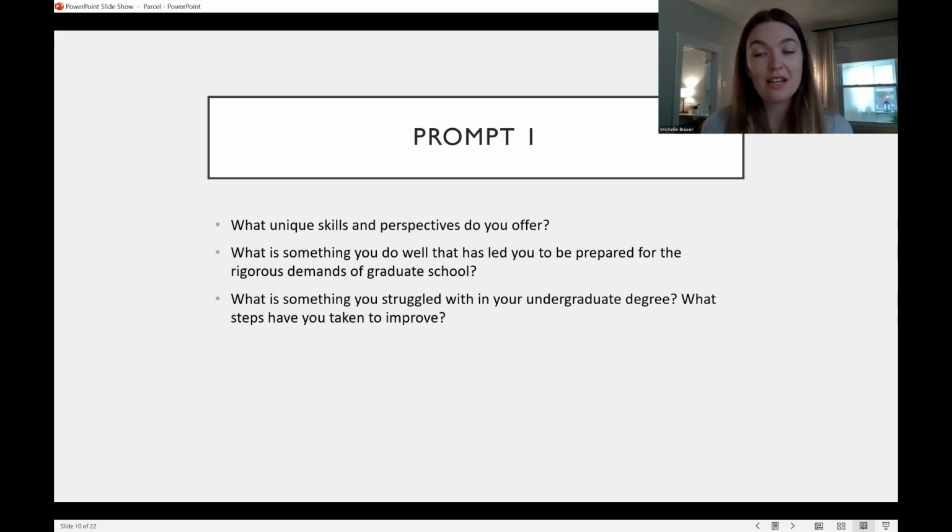This might also be a good spot to discuss your lower undergraduate GPA if that is something that you feel is relevant to talk about. So like I said earlier, maybe you went through something and it led to a lower GPA, or maybe there's a reason behind it and that's something that you want to explain further. So that is something that you can do in this section.